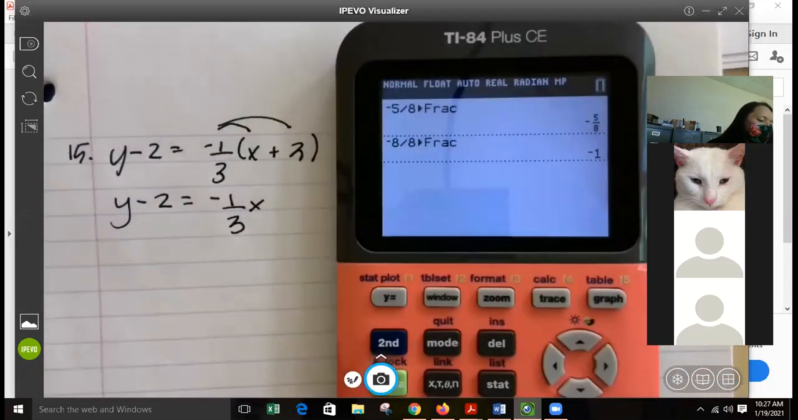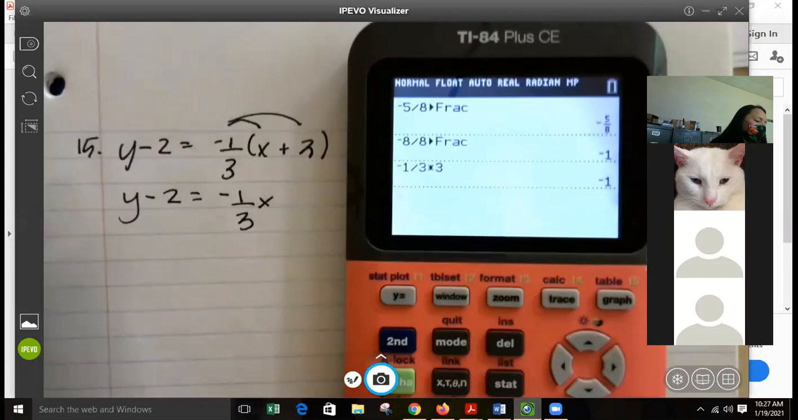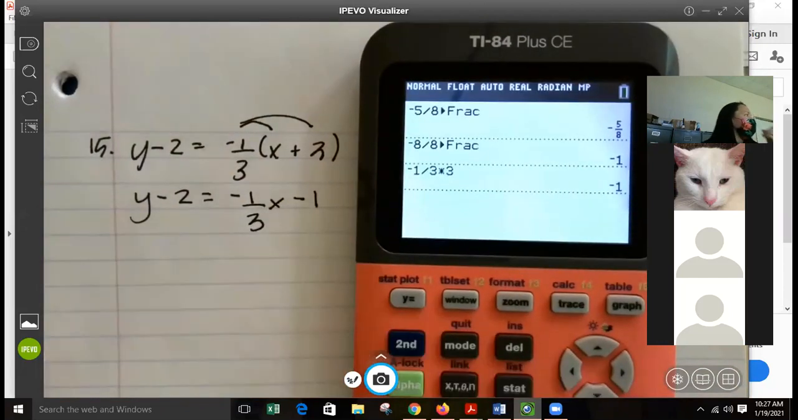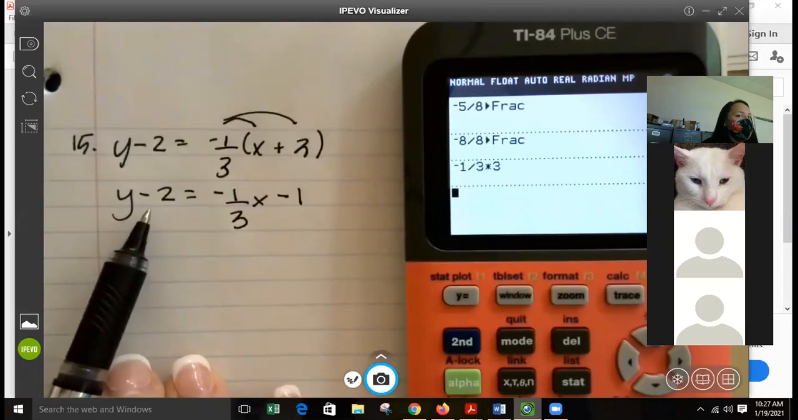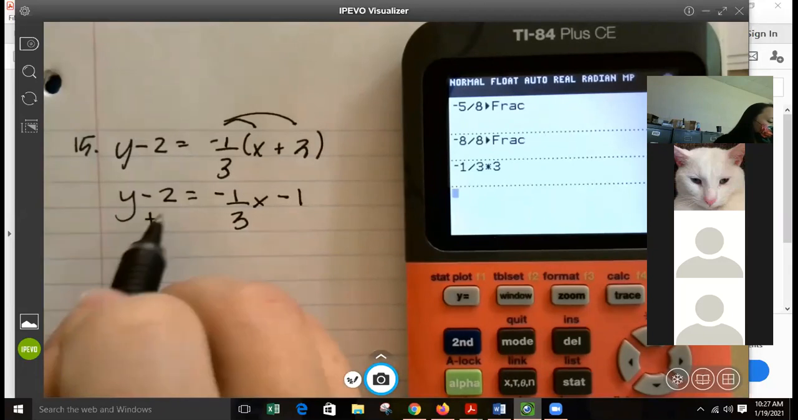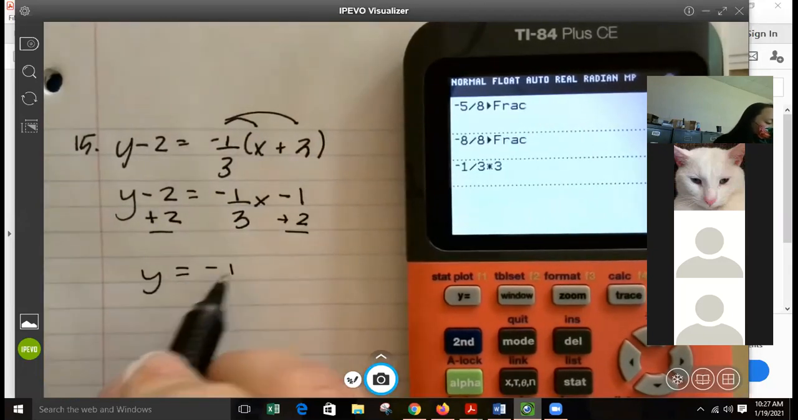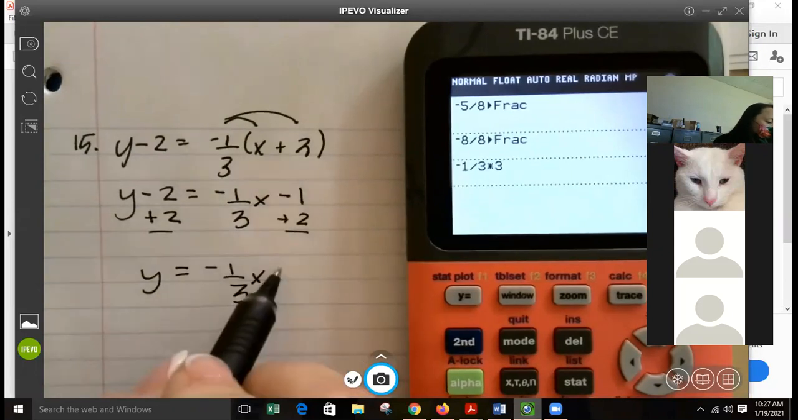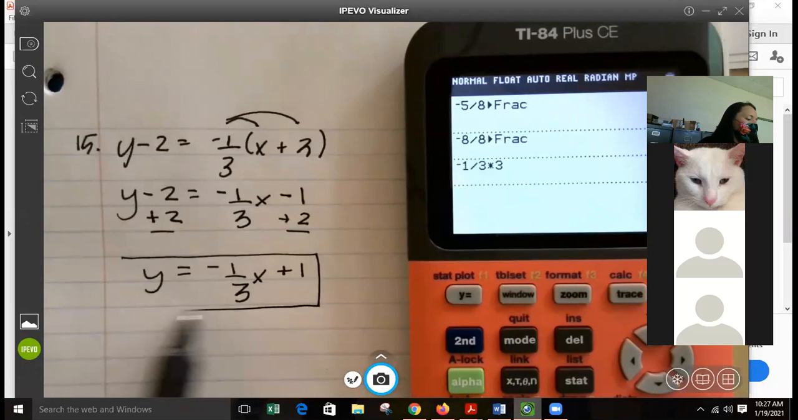If you need to, in your calculator, negative 1/3 times 3 gives you negative 1. Use that calculator, okay? Use it. And then how do I get y by itself? Instead of minus 2, what do I do? Plus 2. And we'll work on more like this later. So y equals negative 1/3 x, and negative 1 plus 2 is 1. I didn't do anything with x, just with that number with y.